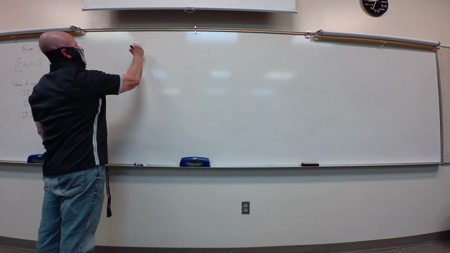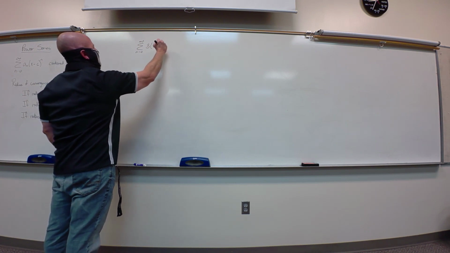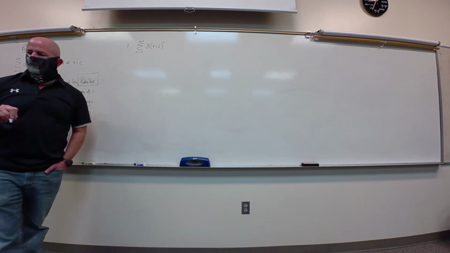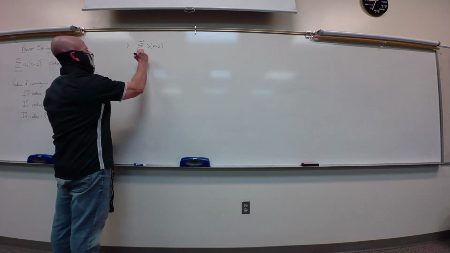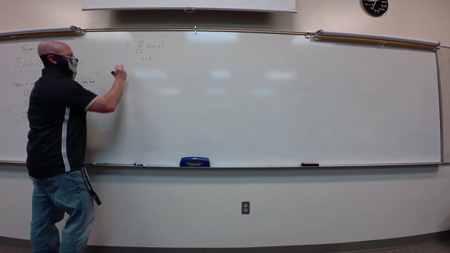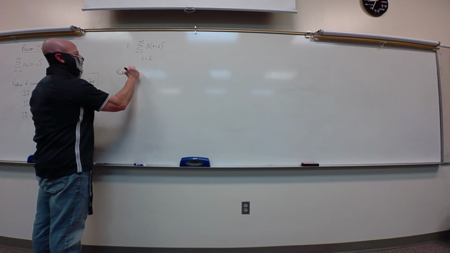The sum goes from 0 to infinity of 3 times x minus 2 to the n. So again, we need to determine the center, then the radius. Where would this one be centered at? 2. Okay, so c is 2. Now I'm going to look at the radius, so in comes the ratio test.